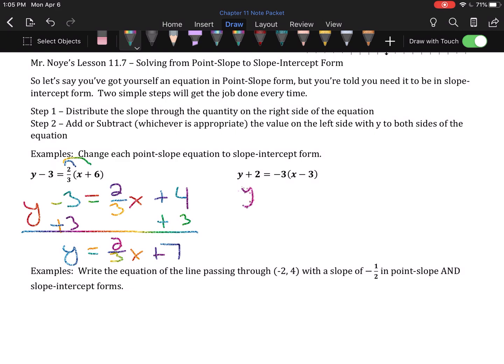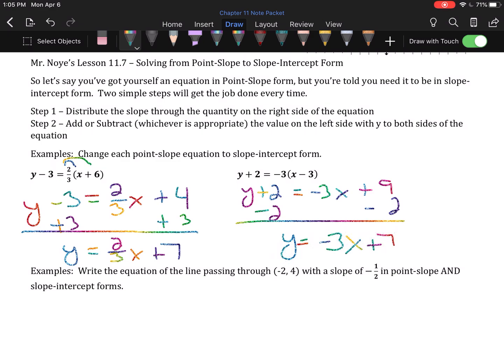So here, distribute. Y plus 2 equals -3x plus 9. -3 times x is -3x. -3 times -3 is +9. We will subtract 2 from each side, and y is equal to -3x plus 7.